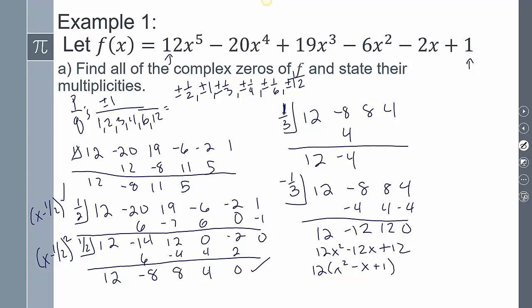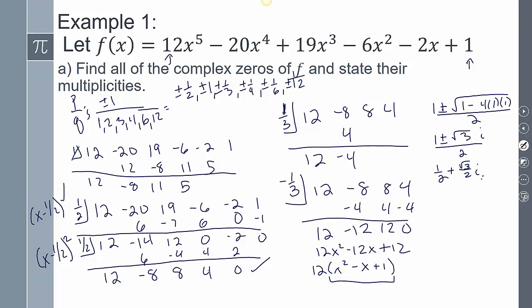And now I'm going to have to use the quadratic formula to be able to find what my remaining zeros are. So negative b plus or minus the square root of b squared minus 4 times a times c, all over 2 times a. So I'm going to get 1 plus or minus root 3i all over 2. Now that can be broken up into 1/2 plus root 3 over 2i and 1/2 minus root 3 over 2i.